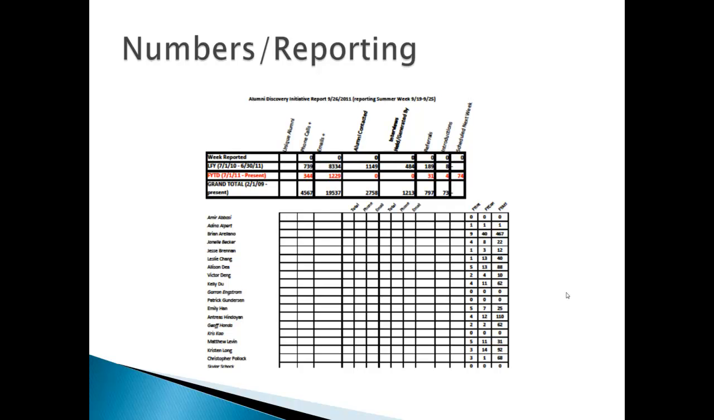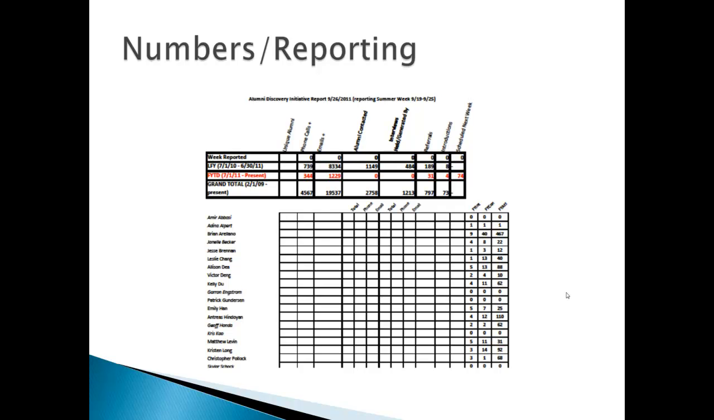And then the second and third columns, you're going to just record the number of phone calls that you made and the number of emails that you've made. From there, the next block is the alumni contacted. So let's say you emailed 15 but only 5 responded to you, then you would write 5 in the email column. Let's say you reached out to 15 by phone and you only contacted 5. You would write 5 under the phone column.